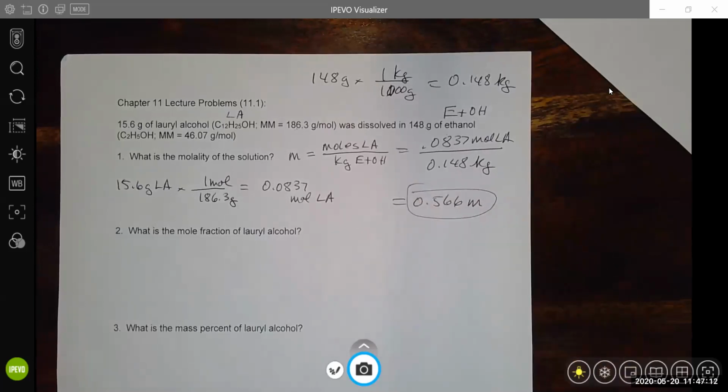If you were reading it out loud, which you probably will never have to do unless you teach chemistry class, you'd read that as 0.566 molal. Okay, so that's the first one.